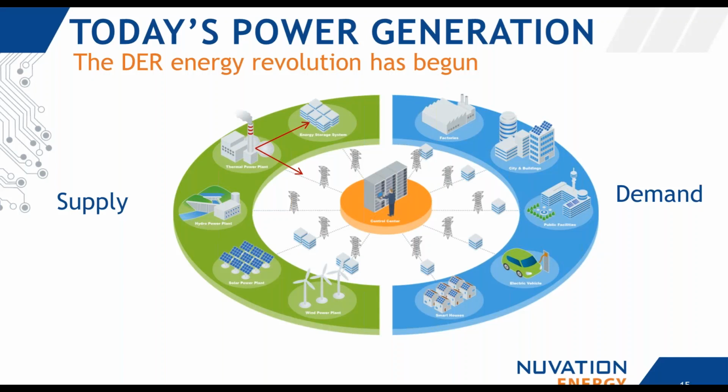And then on the demand side, the customer side, they are also taking steps to install distributed energy resources such as solar panels and windmills and batteries and battery electric vehicle charging stations. A lot of this is done today to avoid costs of buying energy from the grid.